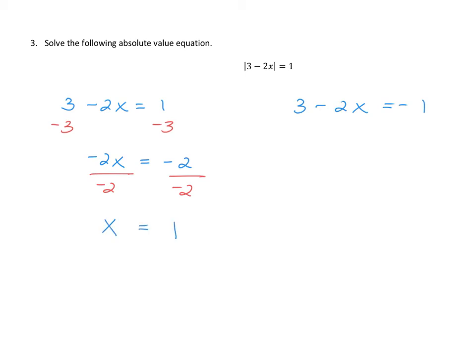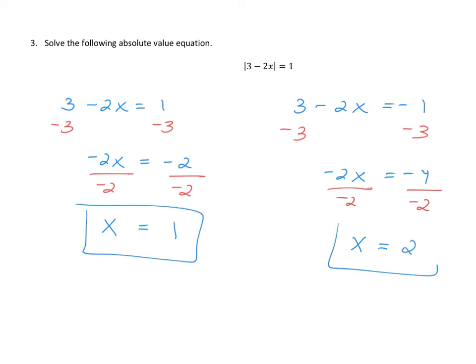The steps are almost identical in the other equation. I'll still subtract 3 from both sides, but it's going to be slightly different here. -2x is now equal to -4. And if I divide both sides by -2, I get that x is equal to, the negatives cancel, and 2 goes into 4 2 times. These are the solutions to the original equation.